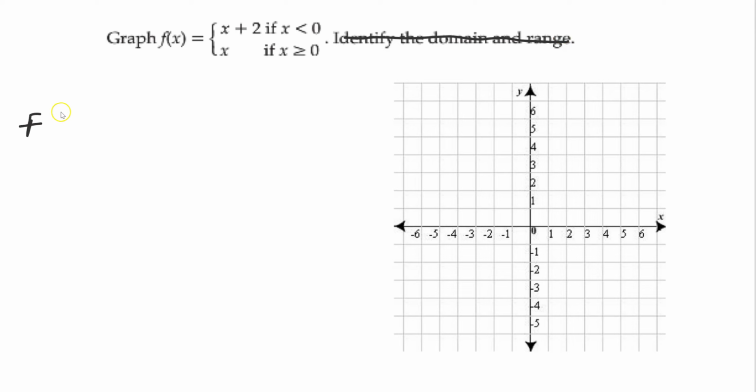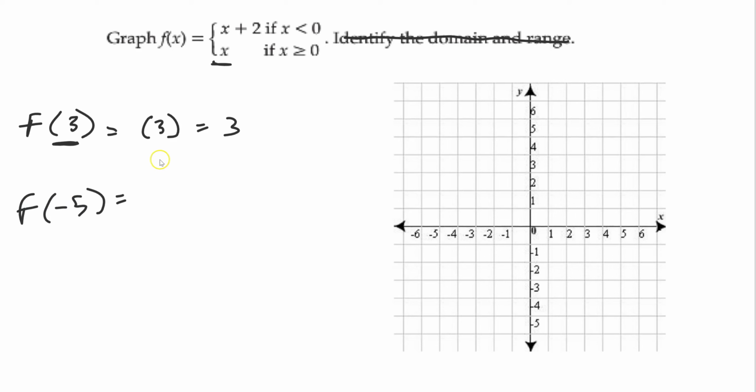If I say, what is f of 3? Now the way this works, you only get one answer. So what you want to look at is these conditions right there. Which one does 3 follow? Is it less than 0 or greater than 0? It's greater than 0, so you just plug it into this equation there, which is just 3. And if I ask you what is f of -5, you're like, well, is -5 less than 0 or greater than 0? It's less than 0, so you can plug it into this equation: -5 plus 2, which is just -3.